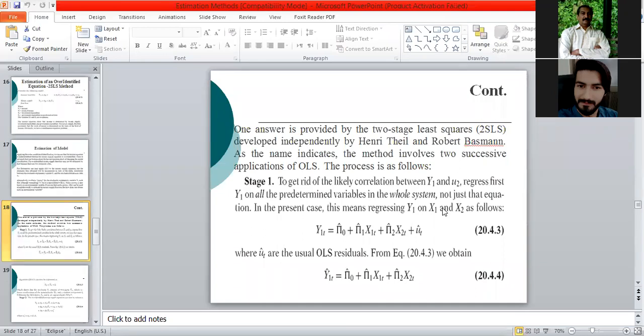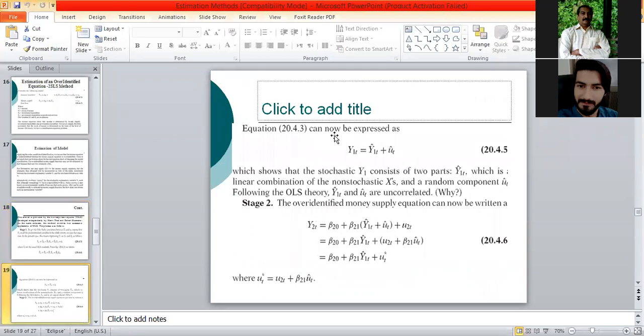So we have this reduced form equation for Y1. We estimate this reduced form equation by applying OLS, and after applying OLS, we have the estimated Y1. So this is the story: actual Y1 equals estimated Y1 plus the estimated error term.